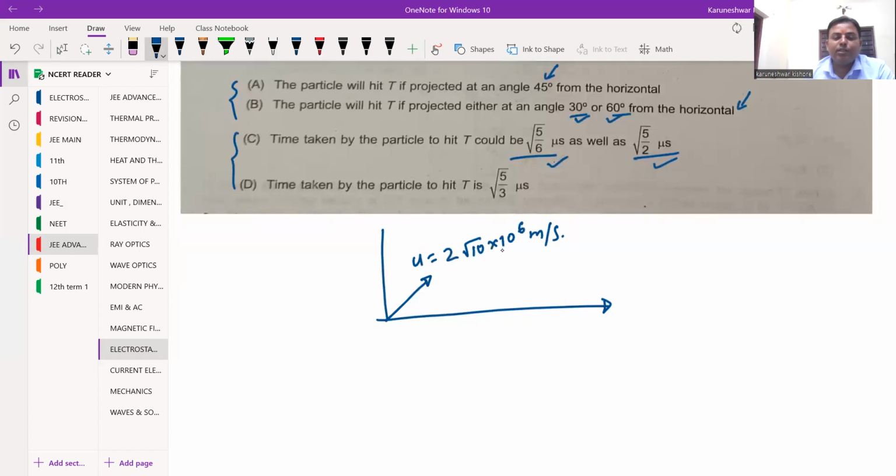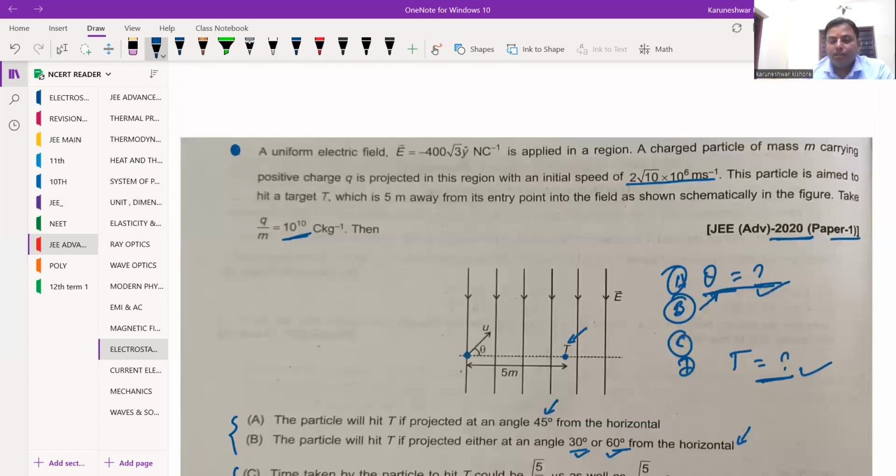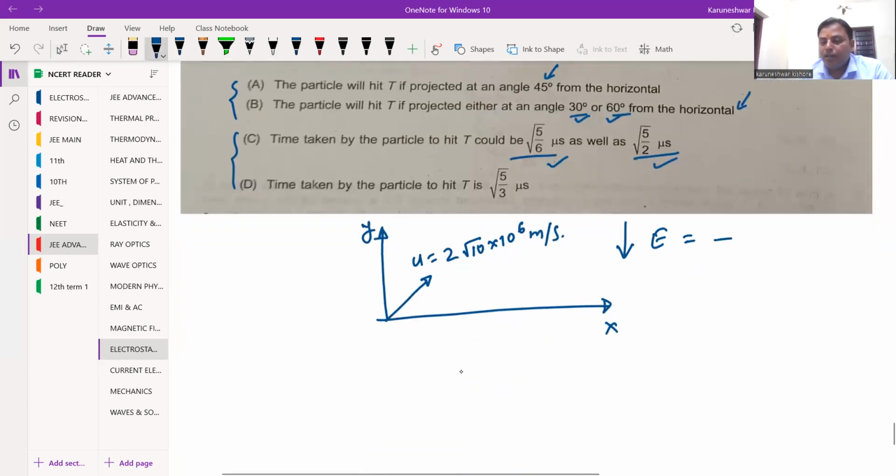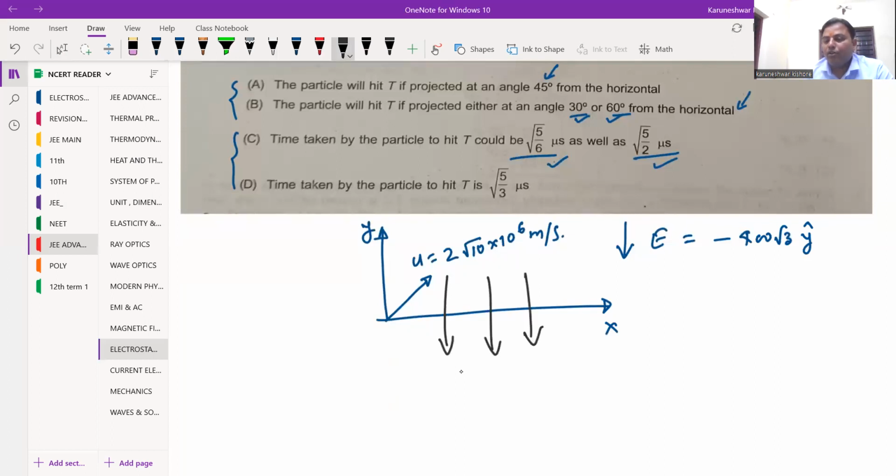This is the initial velocity. And in the opposite direction of the y-axis, we have the electric field magnitude mentioned in the question. You can see here it is 400 root 3 y cap, with a minus sign, so it is minus 400 root 3 y cap. This minus sign shows the direction of the electric field is downward. So the negative sign shows only the direction of the electric field. The magnitude of the electric field is 400 root 3 Newton per coulomb.